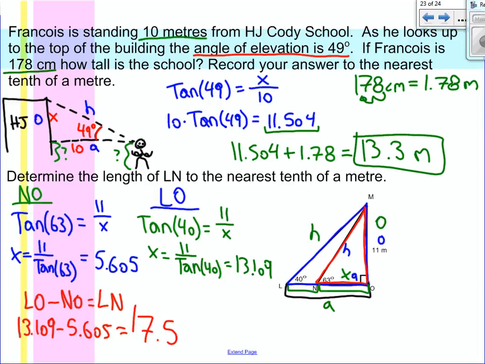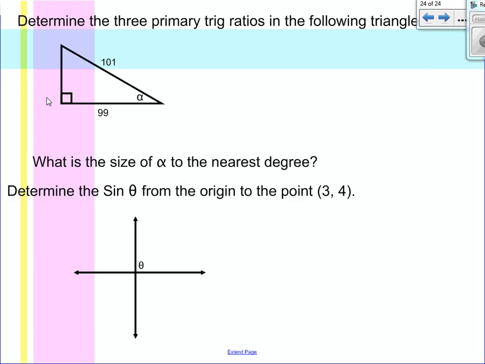All right. Last two questions. The first one says determine the three primary trig ratios. To figure out the three primary trigonometric ratios, you need to know what they are. The three primary trigonometric ratios are sine, cos, and tan. And notice that they've used this as our angle. They've labeled it for you, so you should put that in there as well. That means alpha.